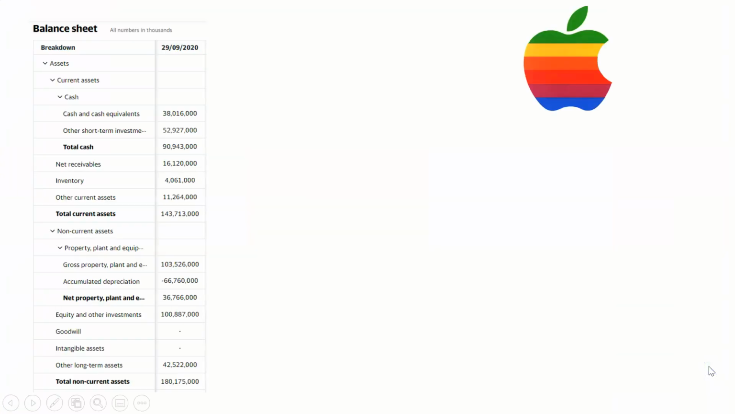What is a source document? We're going to be dealing with them a lot in accounting. So let's just take a real world example and start with Apple. This is the balance sheet as at the end of September in 2020. We can see a bunch of assets there, cash, inventory, etc.